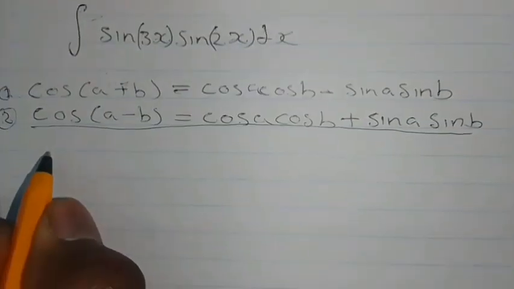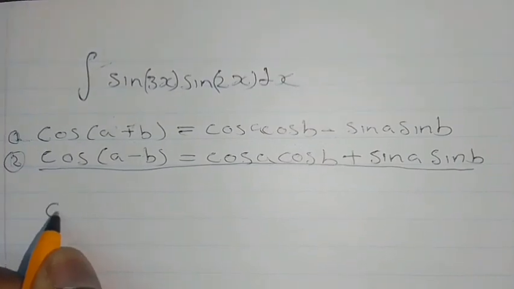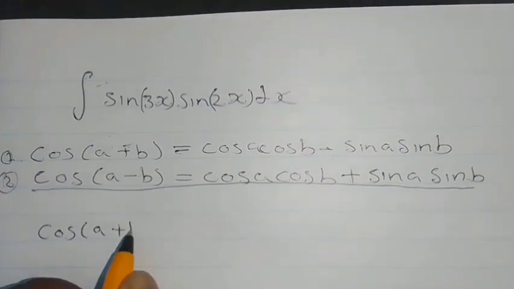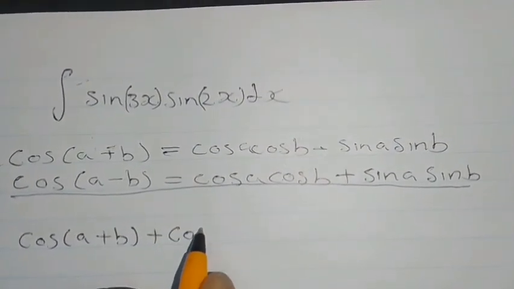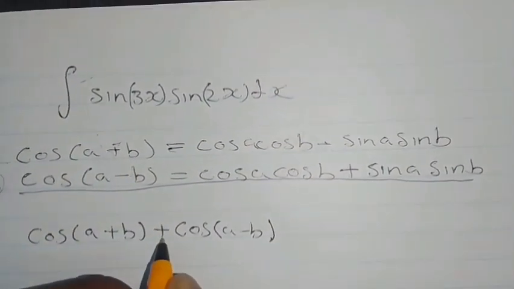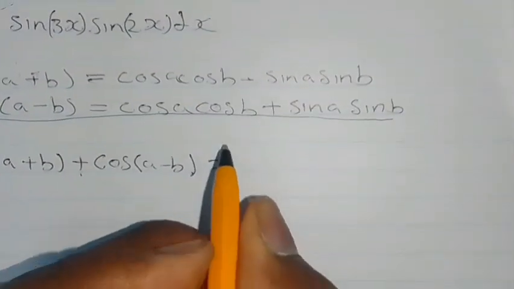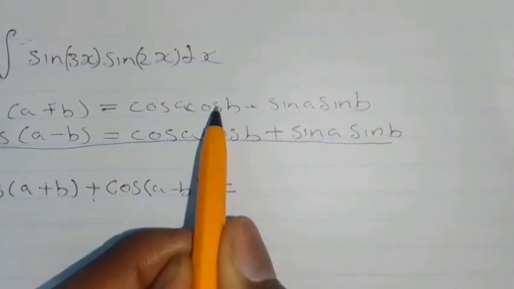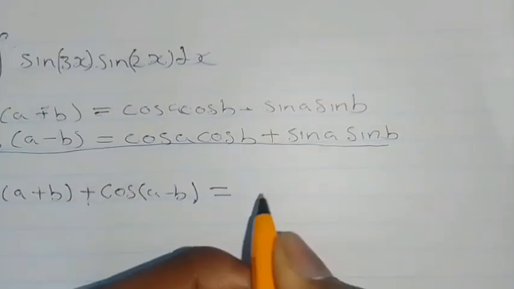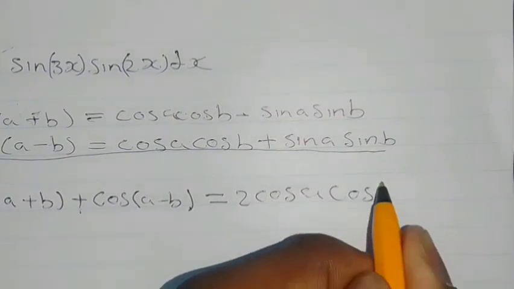Now, let's proceed. Now you have cos A plus B plus cos A minus B. Now I added on the left, so I must also add on the right. If I add on the right, I'll have cos A cos B, cos A cos B. They'll add to each other, then I'll have 2 cos A cos B.